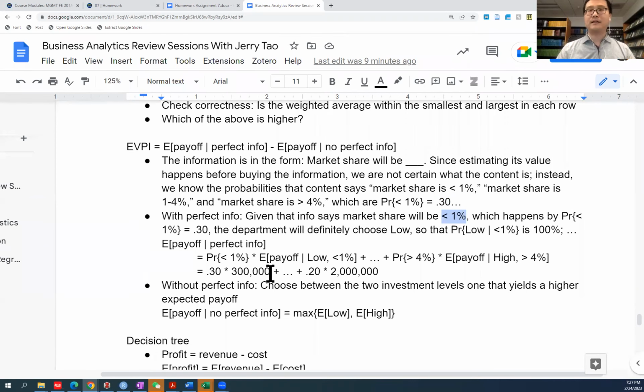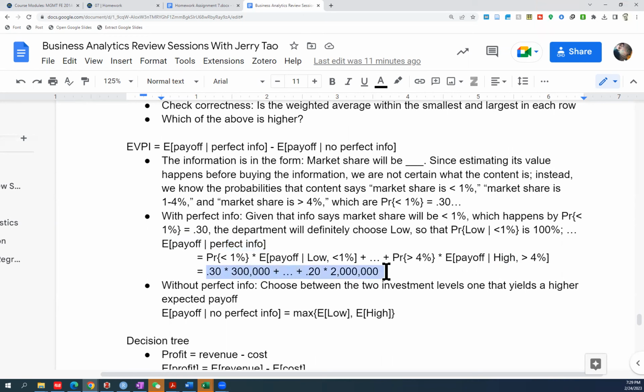If the information packet says the market share is smaller than 1%, then we would choose low. We do the same under medium market share, but if it says that it's larger than 4%, we would instead choose high. So this is where you see it's different. When we calculate the expected payoff given perfect information, that's how we do it.